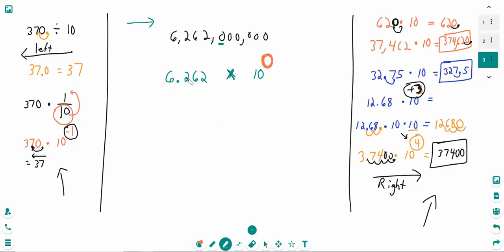We need to take 6.262 times 10 to some power, such that if we were to multiply this out, we would get back to our original number. Okay? So to do this, we need to count up the number of places that are present after the decimal point. So again, picture your decimal right here, and then count up the number of places. We have 1 place, 2, 3, 4, 5, 6, 7, 8, and 9. There are 9 places after this decimal.